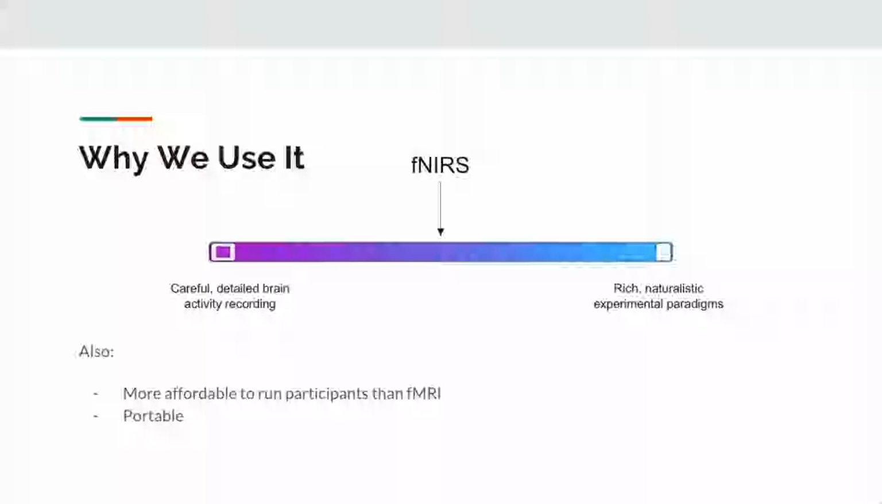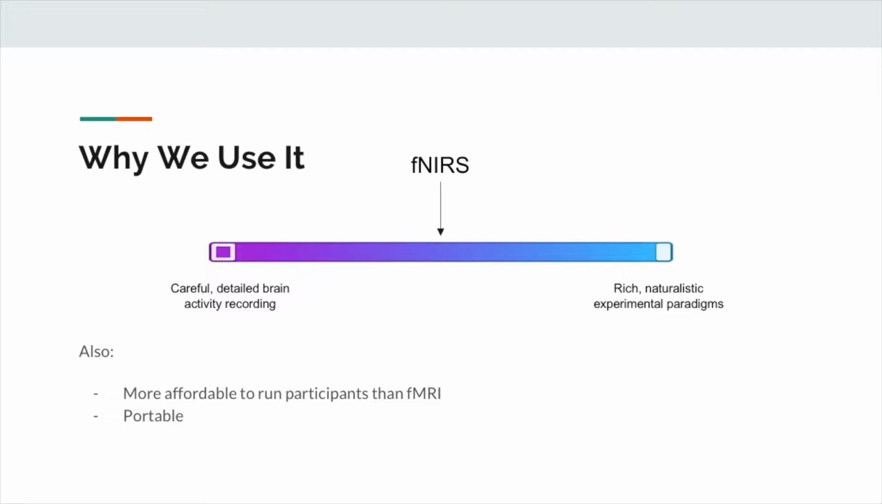Relative to our interests, it's also more affordable to run participants than through fMRI. With fMRI, you have scanner fees that you have to pay to the center each time, and here at UCLA it's $700 an hour now. Whereas with fNIRS, we own the equipment, so when you bring a participant in, you're only paying them for their time. So it's the same amount of money as a behavioral study would be.